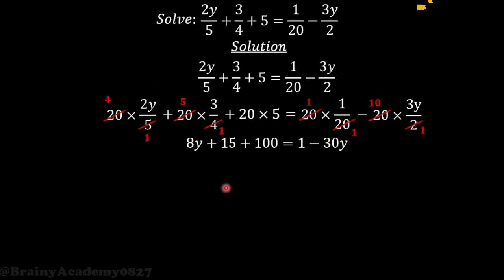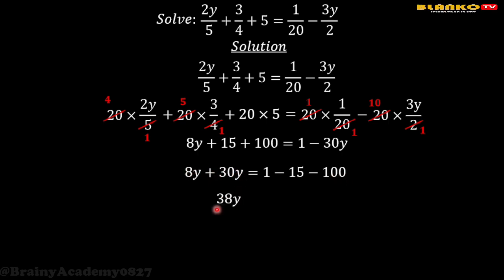So let's group the terms now. So we have 8y plus 30y equals 1 minus 15 minus 100. So 8y plus 30y will be what? 38y equals 1 minus 15 minus 100 will also be what? Negative 114.